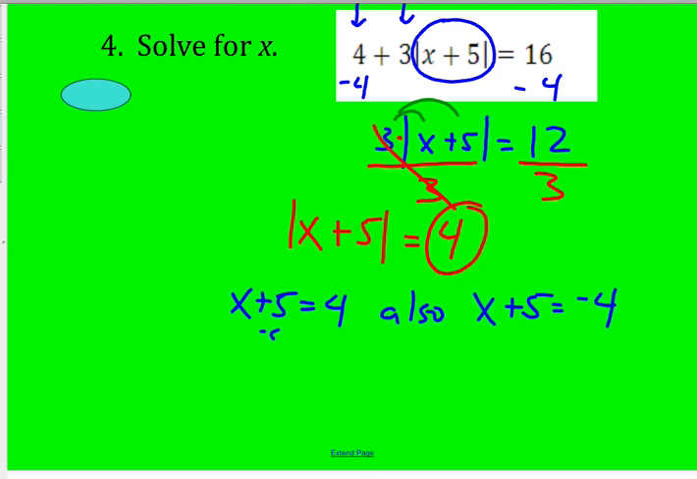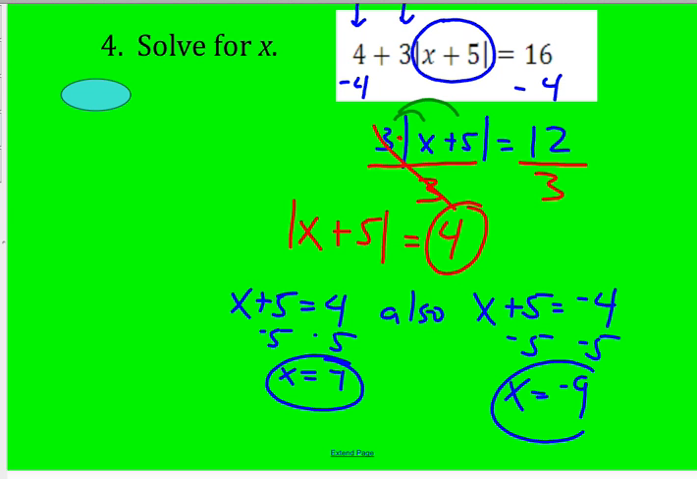And then solve the two equations. Subtract 5, x equals negative 1. Subtract the 5 again. X equals -9. So -1 and -9 are my two solutions.